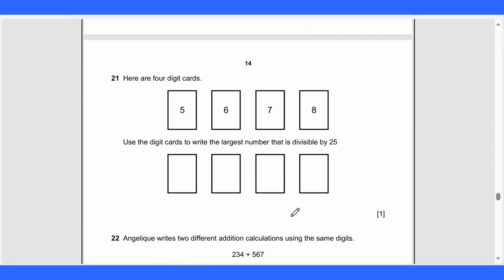21. Here are 4 digit cards: 5, 6, 7, 8. Use the digit cards to write the largest number that is divisible by 25. Okay.